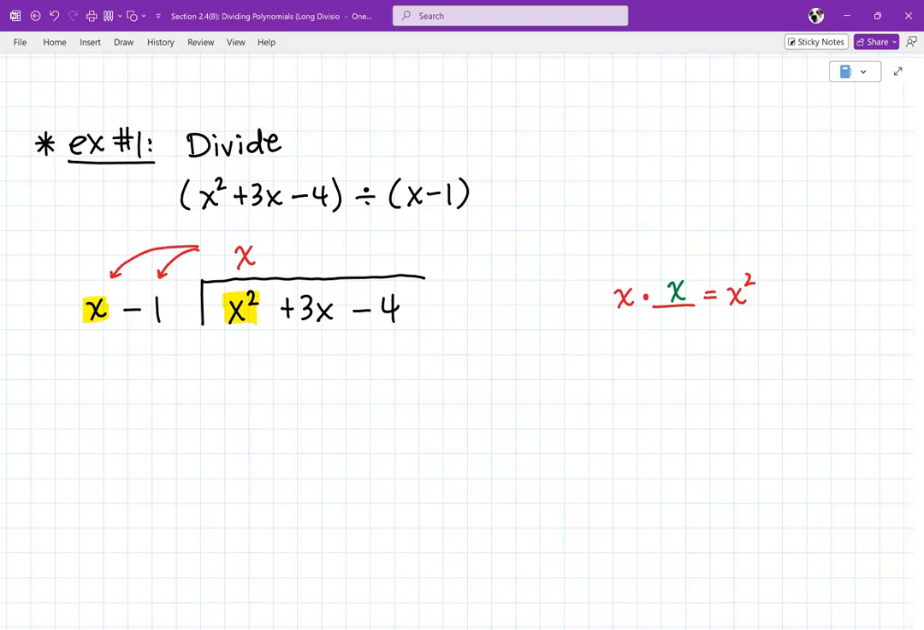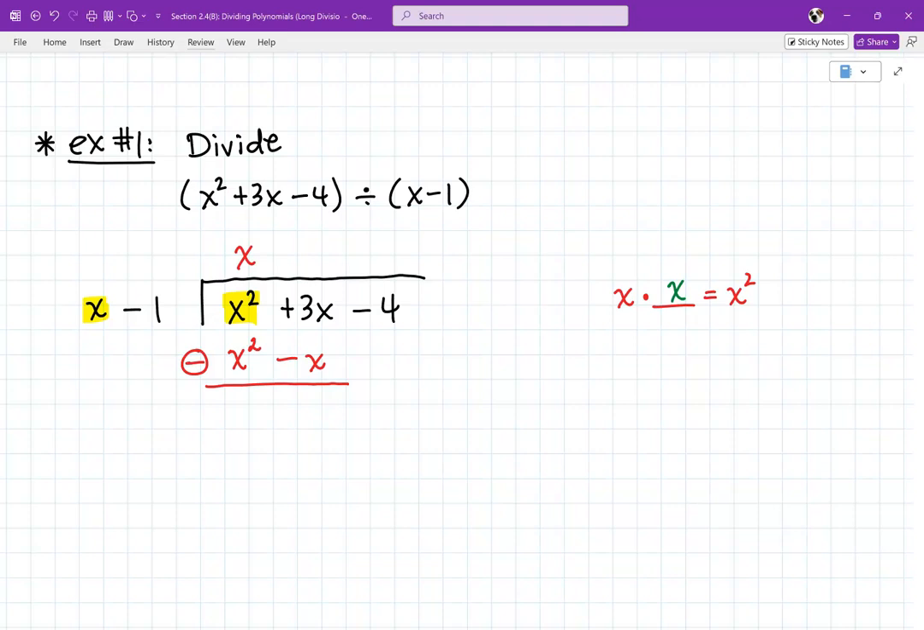Okay? So x times x, that's x squared. Okay? X times negative 1, that's negative x. And then I'm going to subtract. Okay? So notice I'm doing the same exact steps. It just looks different.